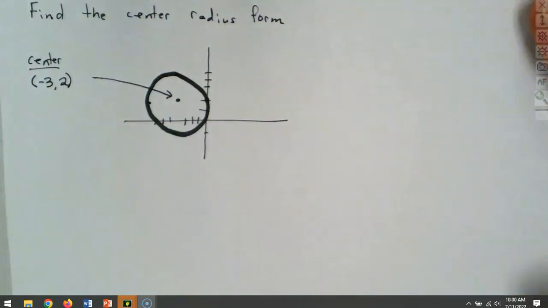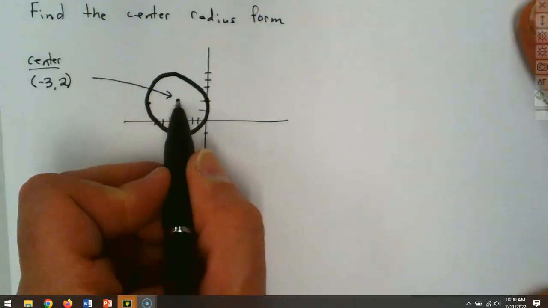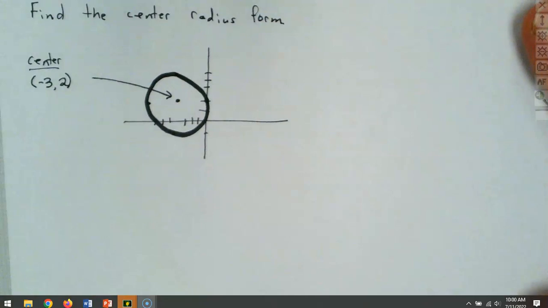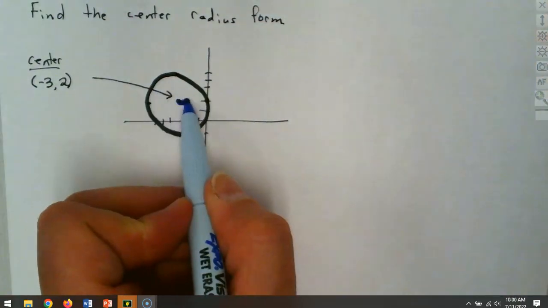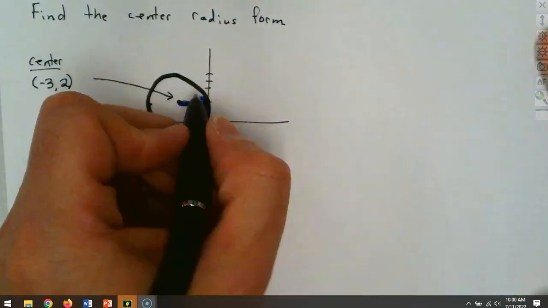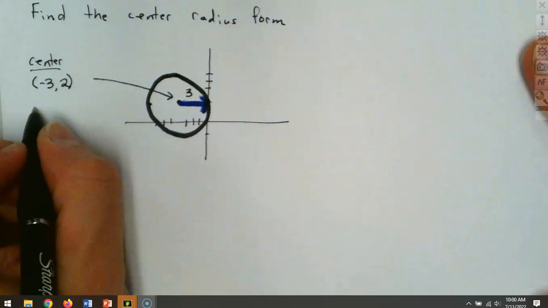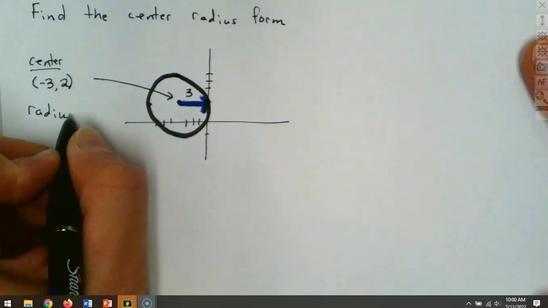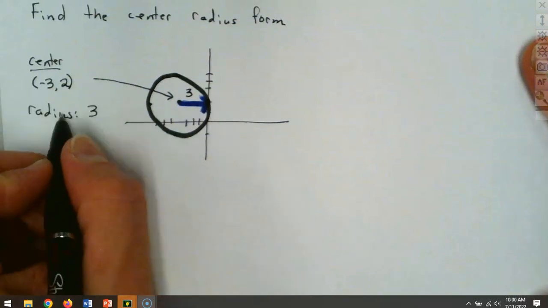It's pretty simple there. Just find out your center, and then we figure out how far it is from the center to our outer edge. If I'm at the center, it looks like it's about 3 units here to the edge, right? So it's about 3 units. So my radius then would be 3.